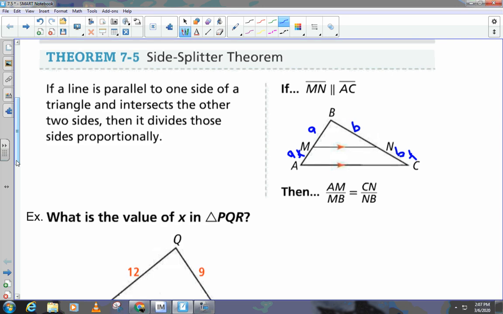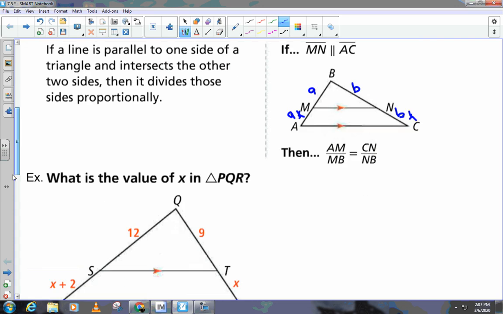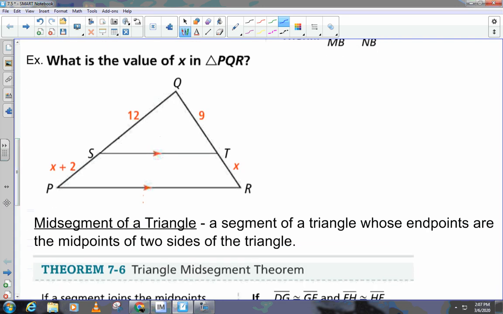But you can only do that when this line is parallel to this one. That's when the two sides of the triangle are proportional parts. You can still do little to big. You can always do that if you know they're similar, but this is something else that you can do.